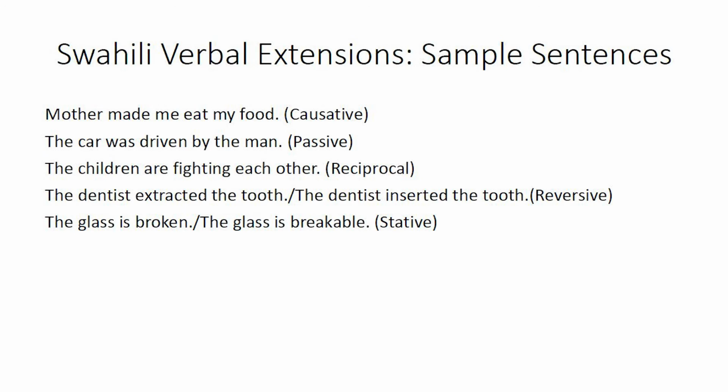Okay. And then lastly, which is an example of the stative, this glass, the potential for it to be in a certain condition. The glass is broken. This is the condition of the glass. It's broken. So that sentence, if you were to write it in Swahili, would have a K near the end of the verb. Or if the glass is not broken, it definitely is breakable. Okay, so that's your stative sentence.